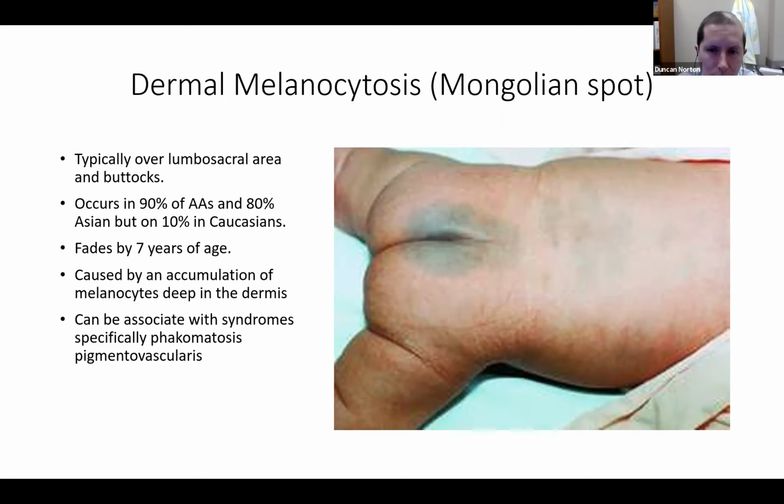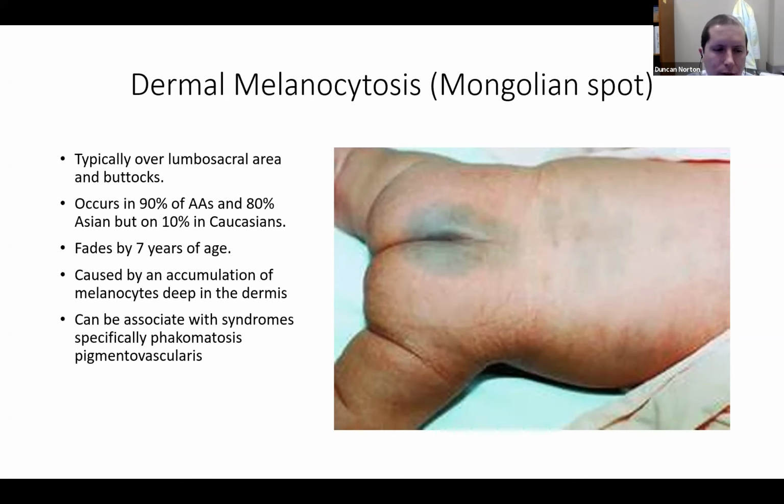You don't really see them when they're in their teenage years. And it's caused by an accumulation of melanocytes that are deep in the dermis. They can be associated with syndromes, but they're pretty rare syndromes. So I'm not going to go too much into that.